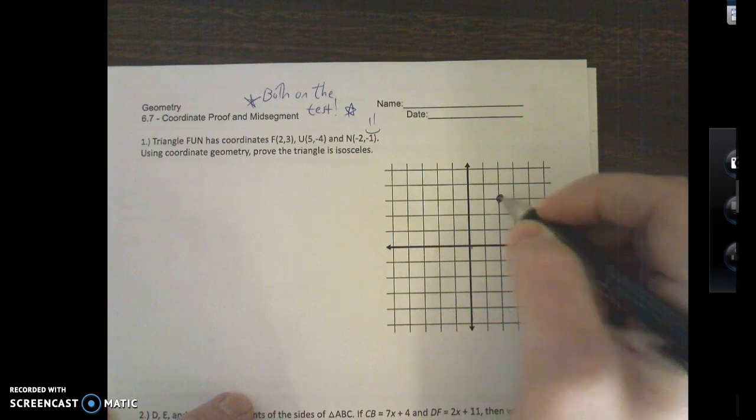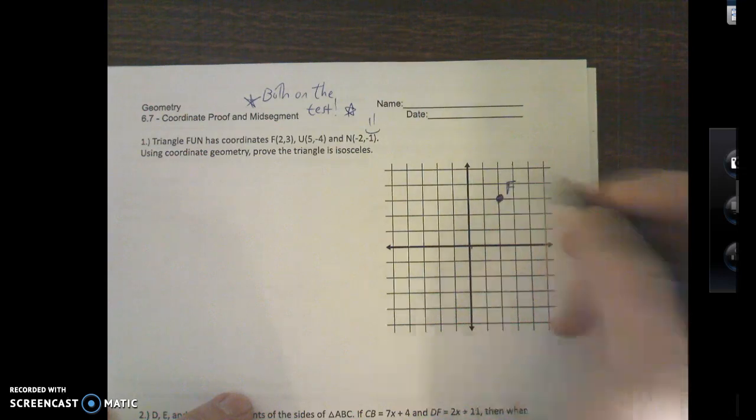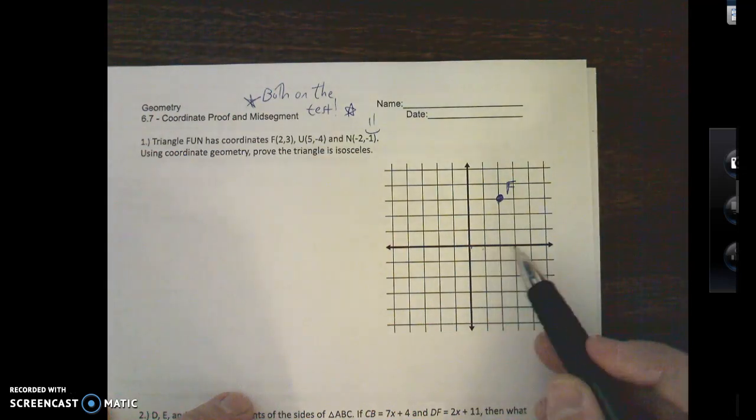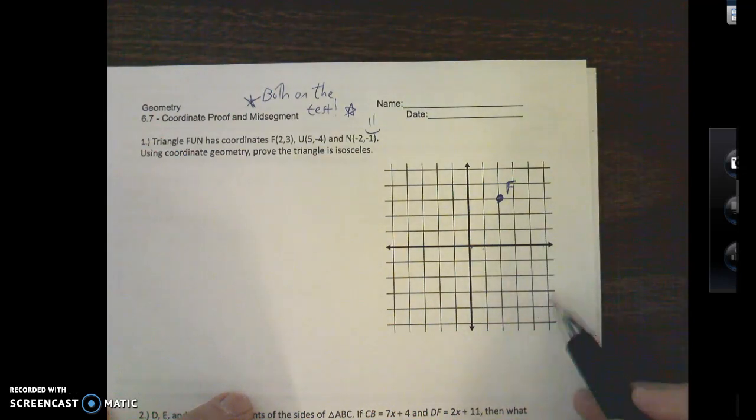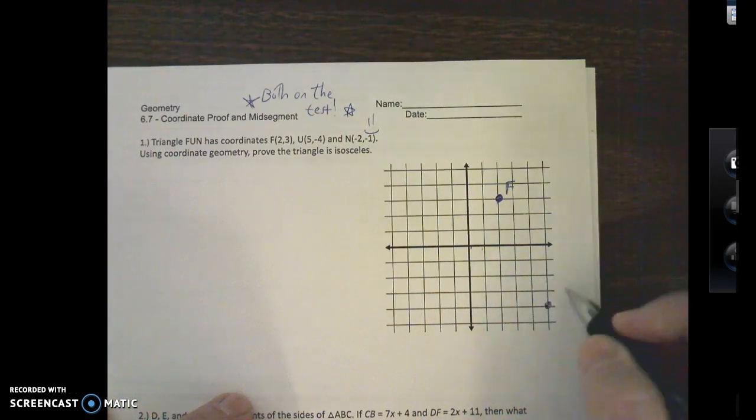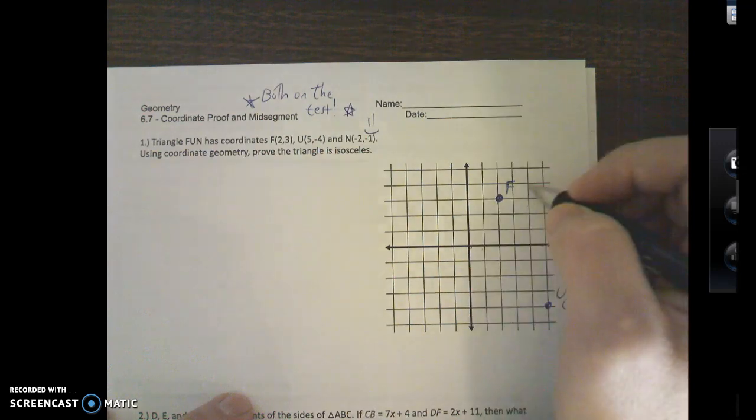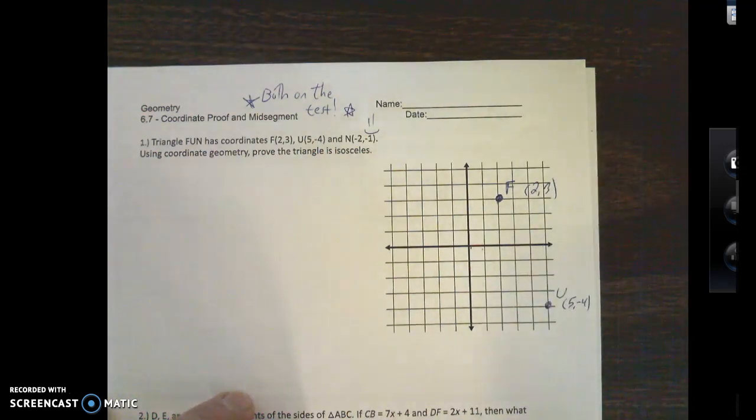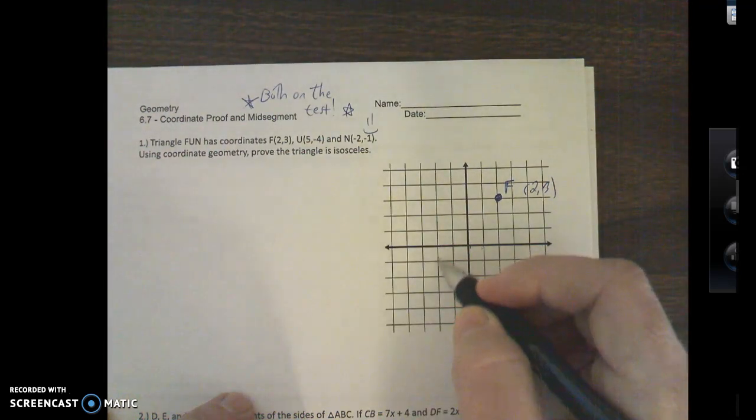Okay, so there's my point F. U is 5, negative 4. 1, 2, 3, 4, 5. 1, 2, 3, 4. I don't know why I'm putting that there. Why not keep it the same? And then N is negative 2, negative 1. Back 2, down 1.